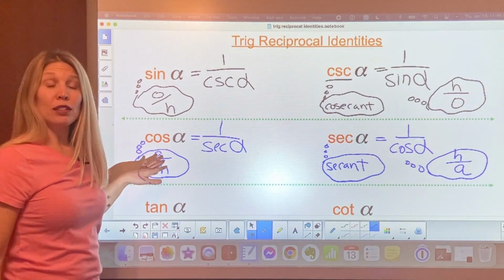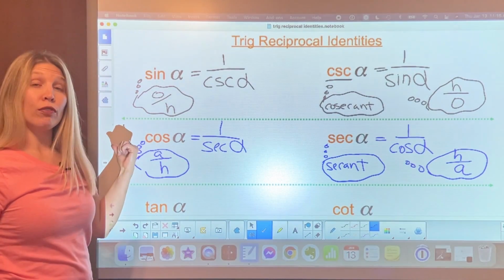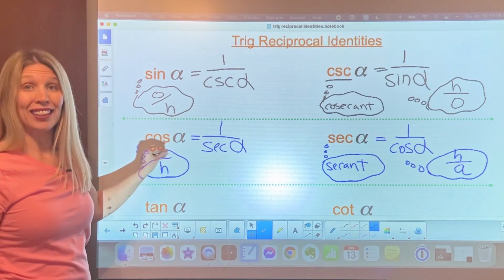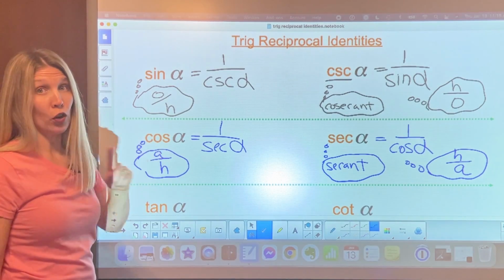And if you don't know where these are coming from, make sure you check out my other video on how to use SOHCAHTOA and labeling the sides of a triangle and finding your trig functions for that.